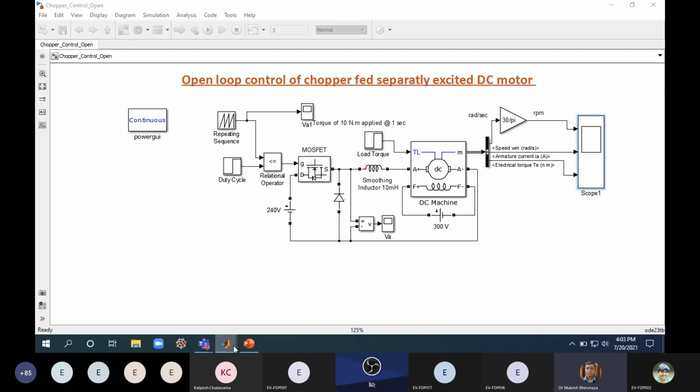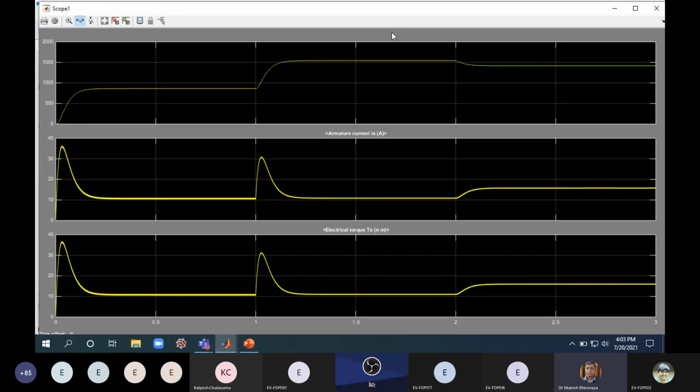Here, if you see the outputs, these are the three signals we have. The first one is the speed, the second is the armature current, and the third one is the torque. Initially I kept a duty cycle of 0.5. For that 0.5 duty cycle, this is the speed I have. The torque is 10 Newton meter, and accordingly you have the current as well, which is 10 ampere.